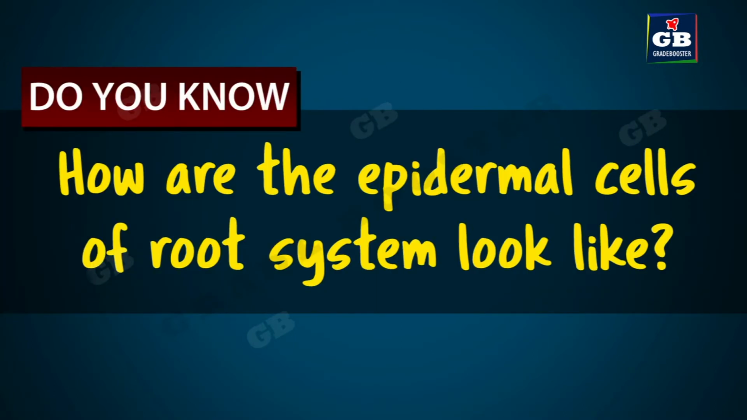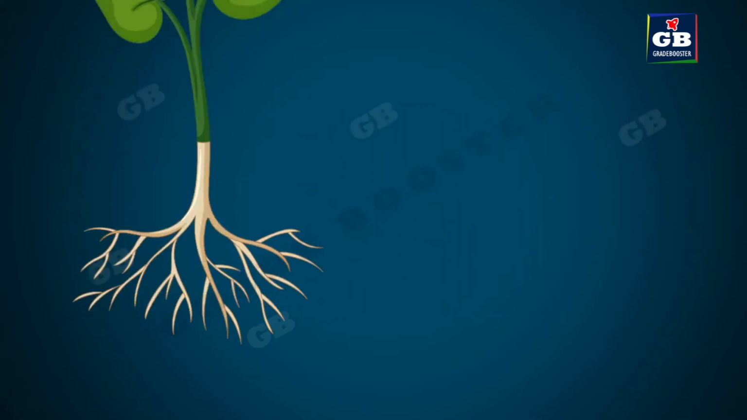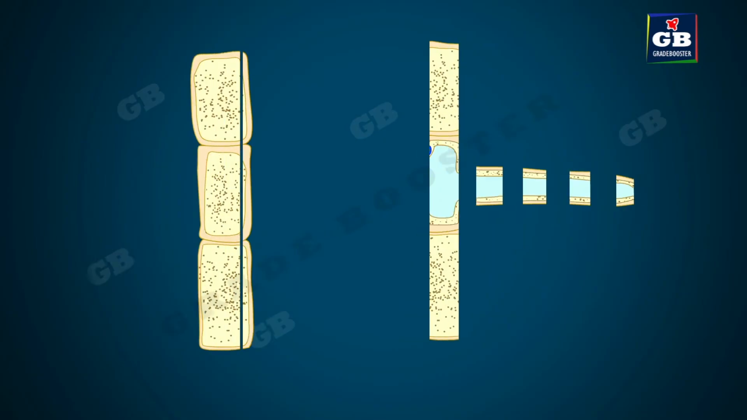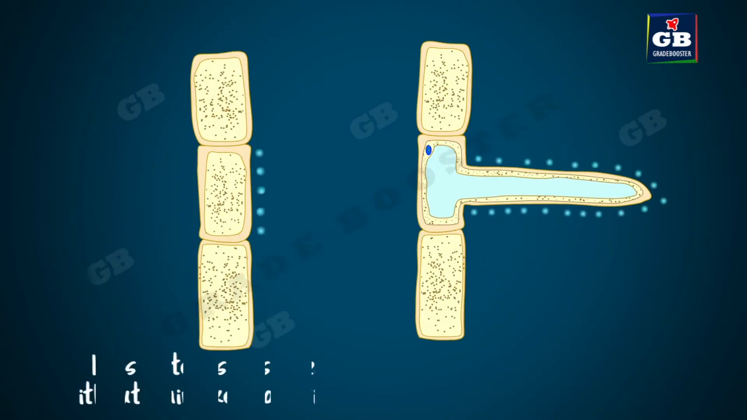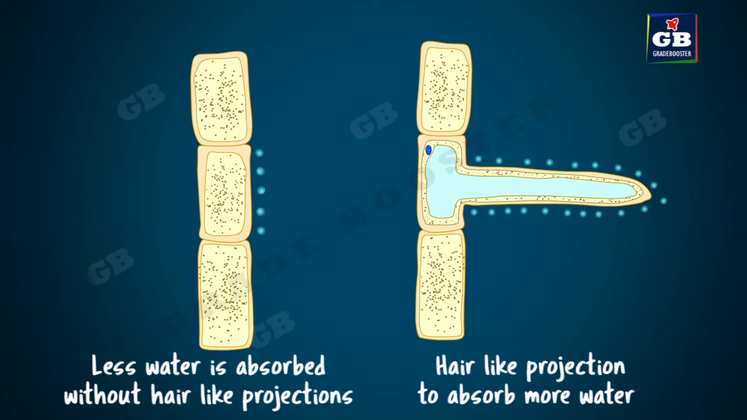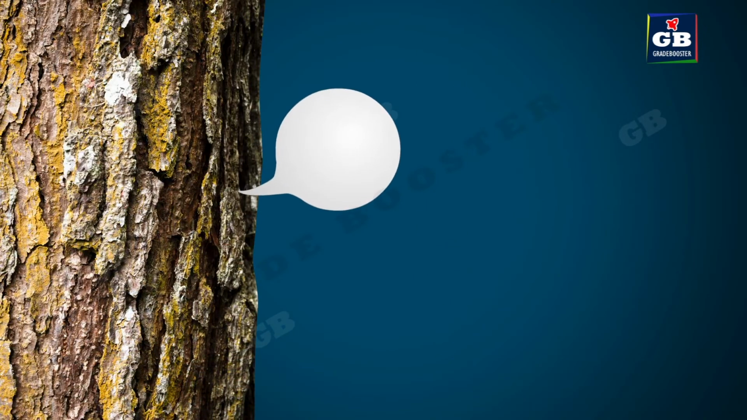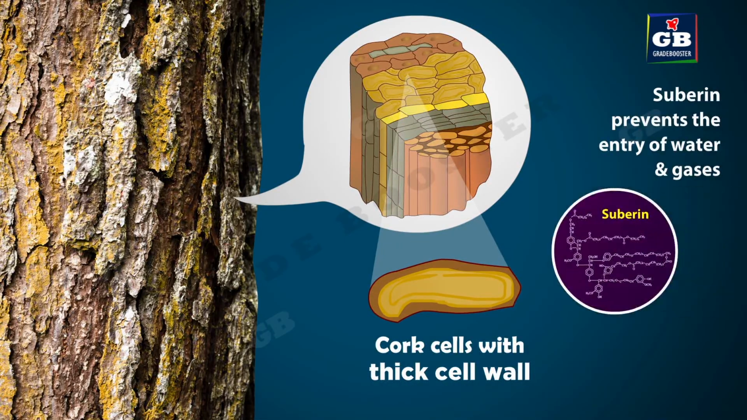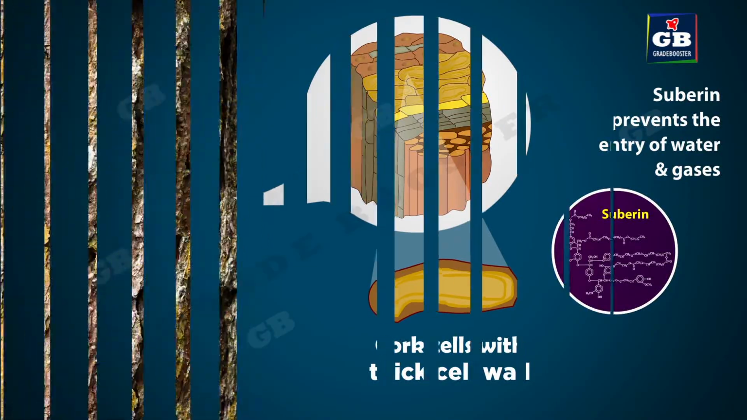How are the epidermal cells of the root system? The epidermal cells of roots bear long hair-like structures. These hairs greatly increase the total absorptive surface area. That means these hairs help to absorb more water. In big trees, the epidermis on the stem surface is replaced with dead cork cells. These cells have a chemical called suberin, which prevents the entry of water and gases into the stem. This is all about the epidermis in plants.